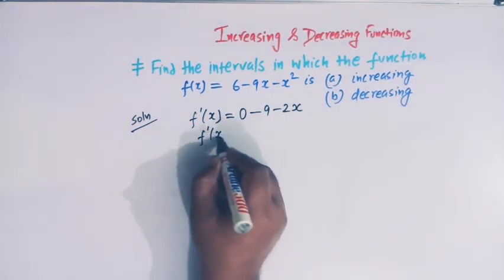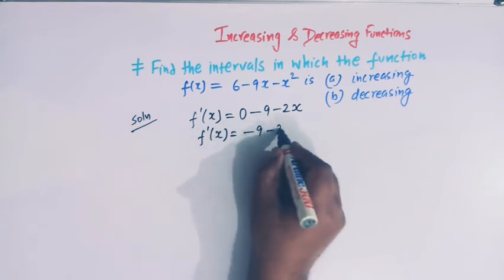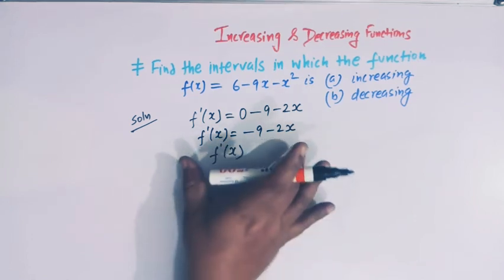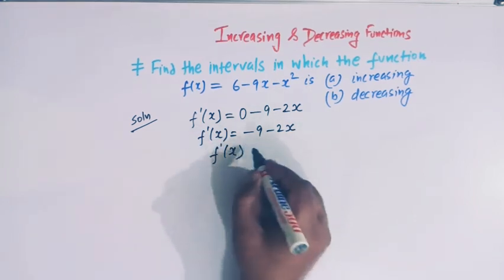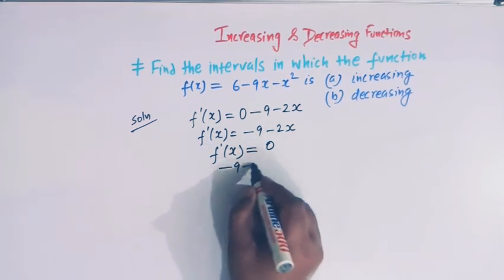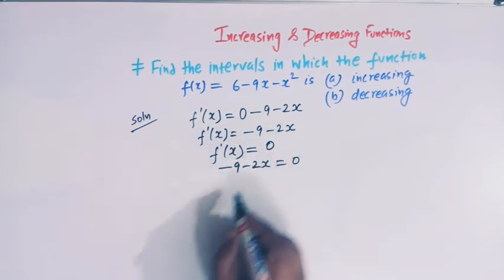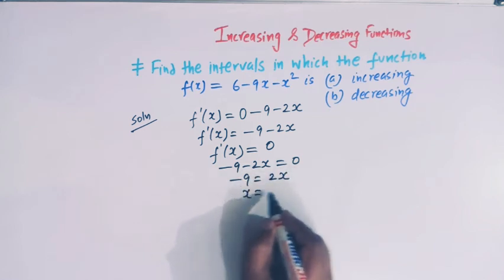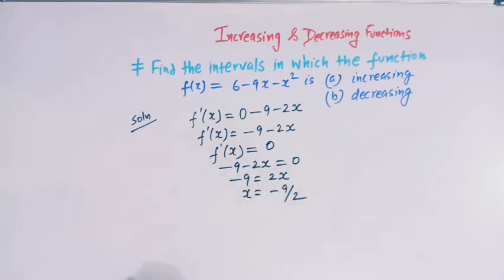So the derivative is minus 9 minus 2x, and to find the turning points or the critical points, f prime of x should be equal to 0. So minus 9 minus 2x equals 0. So minus 9 is equal to 2x, and x is equal to minus 9 by 2, right?